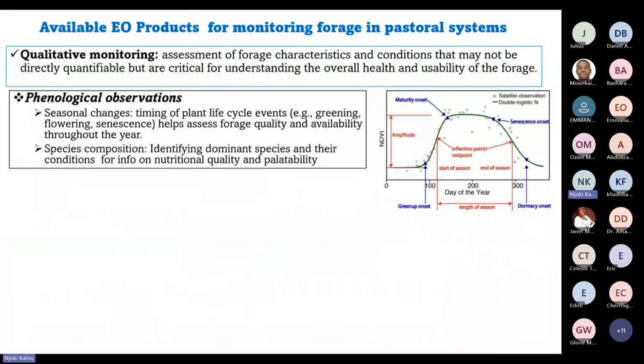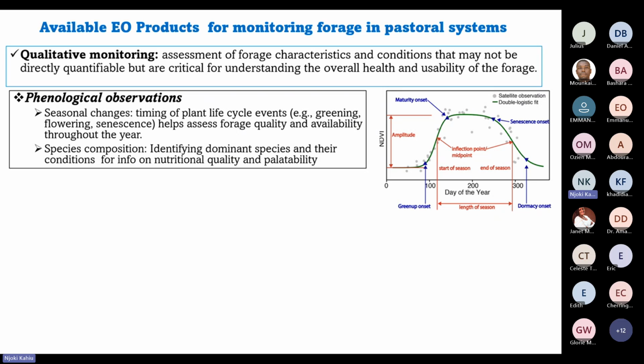We have qualitative monitoring. This is assessment of forage characteristics and conditions that may not be directly quantifiable, but are critical for understanding the overall health and usability of forage. Some of these could be phenological observations. We know that some of the computations we'll be talking about are based on the start and end of season, and you want to capture that growth window. For example, when you're doing drought indices or a satellite-based index for index-based livestock insurance, you want to concentrate on the risk period, which is when you expect to have forage available, during the wet season. These seasonal phenological metrics are being used to inform that, and they are not quantitative but have a qualitative aspect.